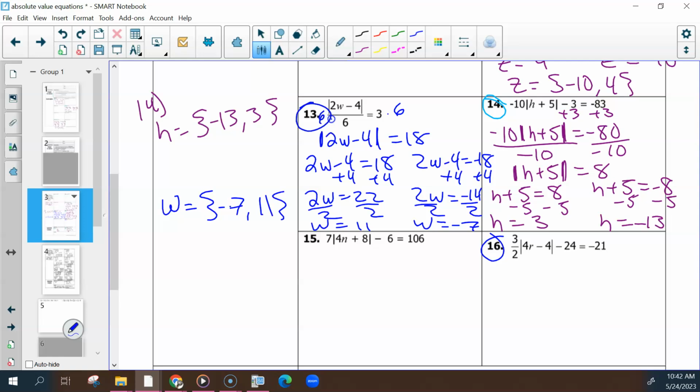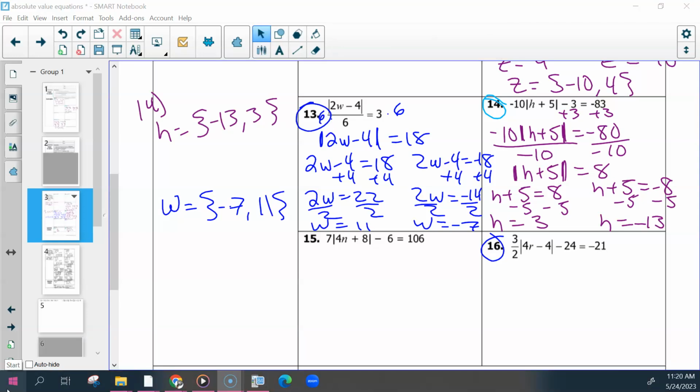If you have questions about that one, we'll discuss that when we come back from lunch. Before we move on to 16, did we have any questions about 13? Or if you didn't finish writing it down, make sure you get that down.